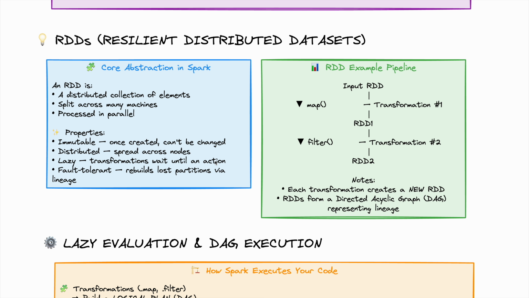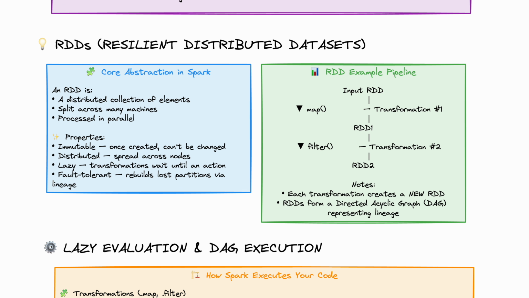Next, let's talk about the RDD. RDD stands for Resilient Distributed Datasets. An RDD is a distributed collection of elements. What does that mean? It means that it's basically a large amount of data, and we are splitting it across many machines. That's the whole point of Spark: we have a large amount of data and we are splitting it across many machines, processing them in parallel, and then collecting those results.